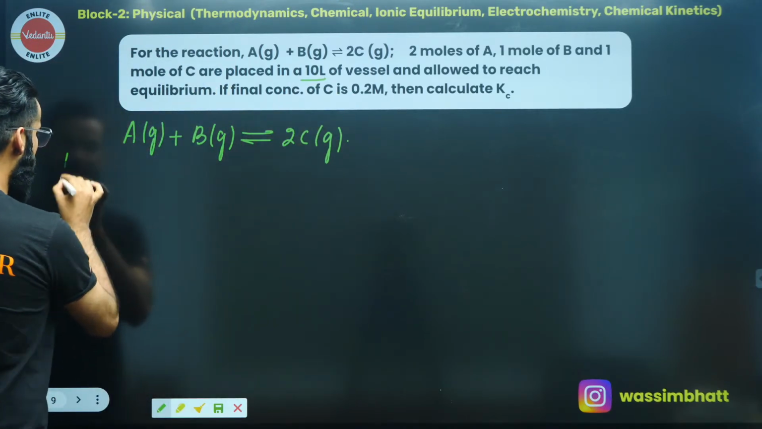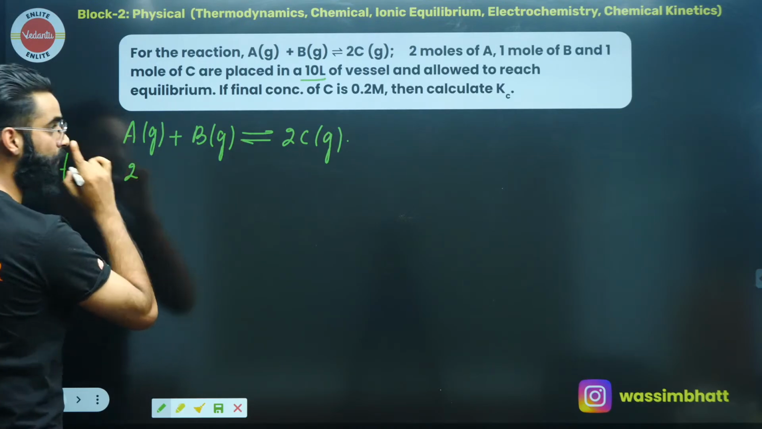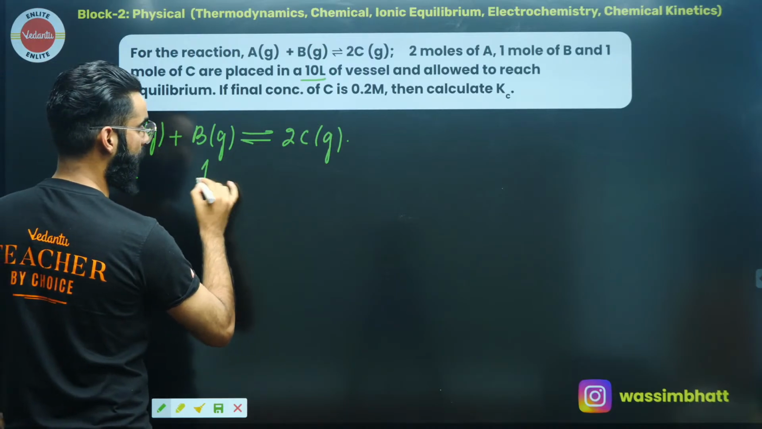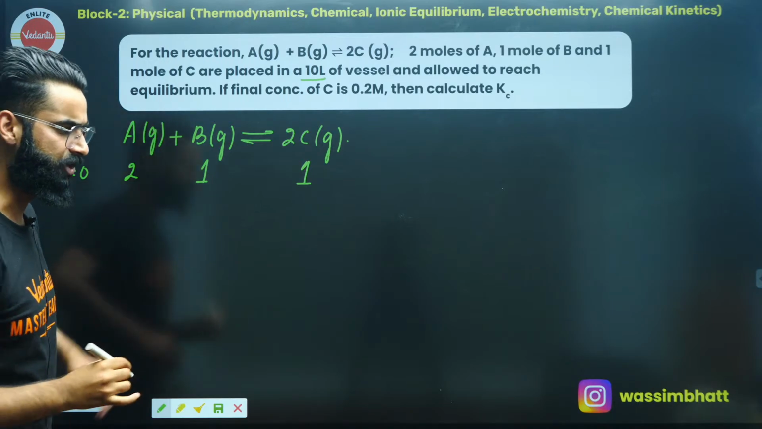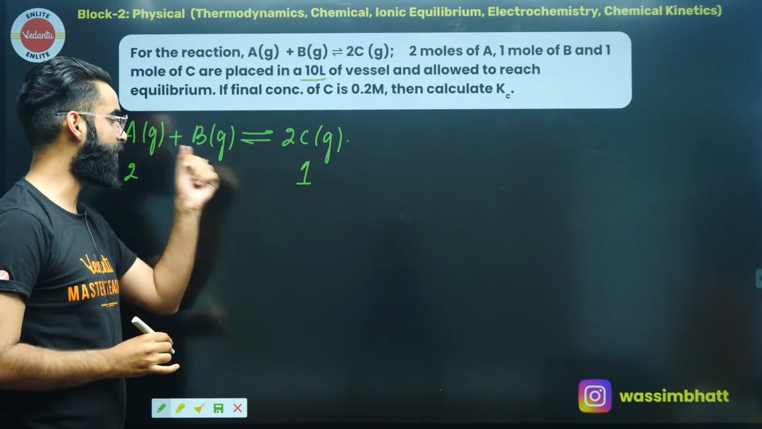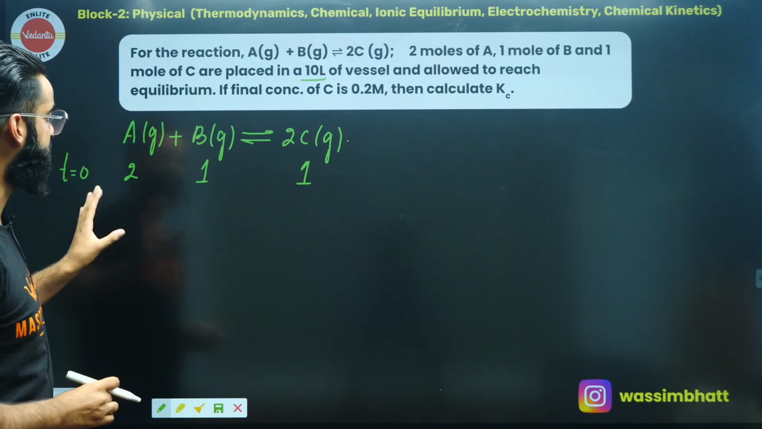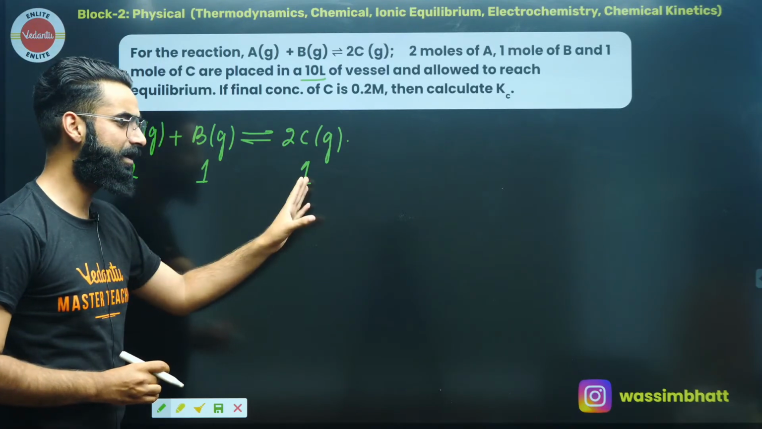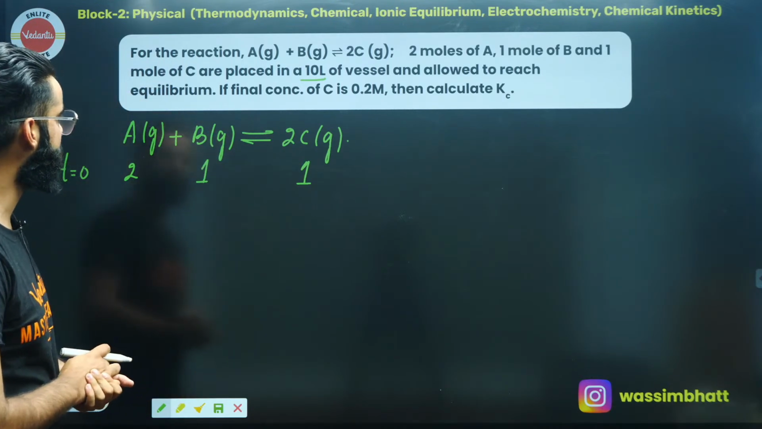Now, at time t equal to 0, initially, we are starting with 2 moles of A, 1 mole of B, and 1 mole of C. So initially in the container, you will find 2 moles of A, 1 mole of B, and 1 mole of C in the container whose volume is 10 liters, right? Now the reaction will start, and after some point of time, you'll find equilibrium will be established in the reaction, right?